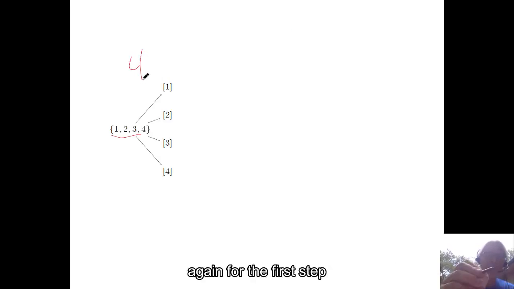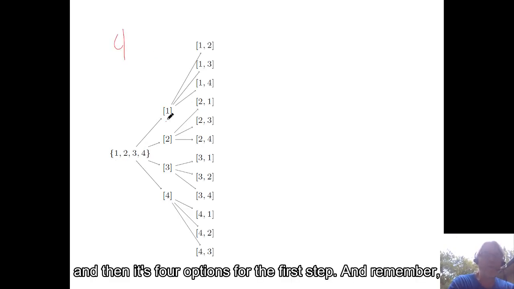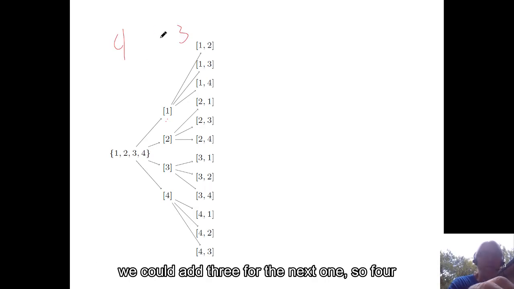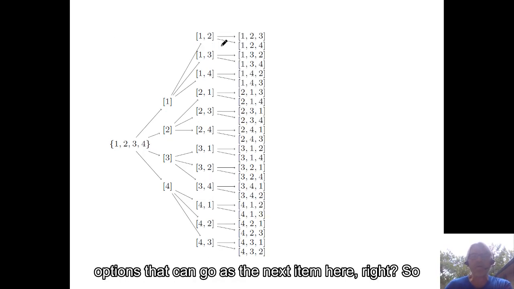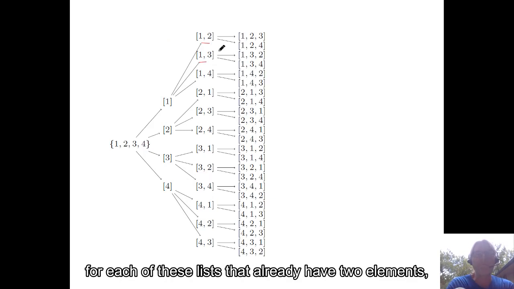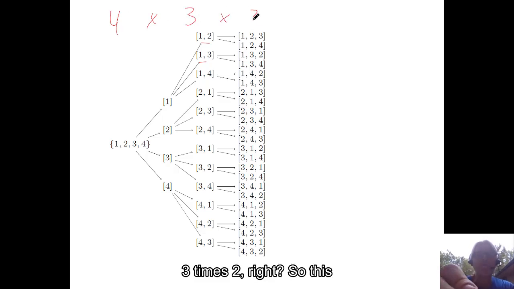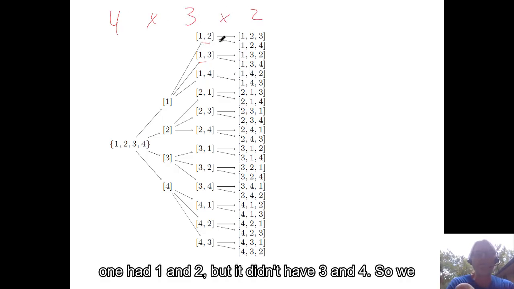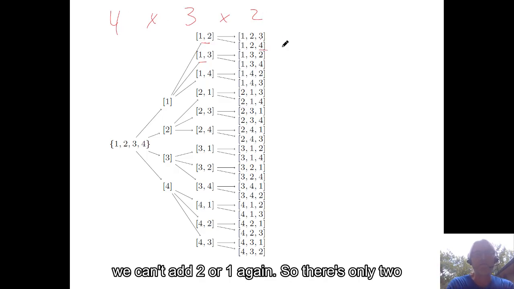Well, there's 4 options for the first step, and remember we could add 3 for the next one, so 4 times 3. But when we get here we've already used 1 and 2, so there's only 2 other options that can go as the next item. So for each of these lists that already have 2 elements, there's only going to be 2 items that we can add. So it's 4 times 3 times 2. This one had 1 and 2, but it didn't have 3 and 4, so we could add 3 as the next one, or 4. But we can't add 2 or 1 again, so there's only 2 choices.